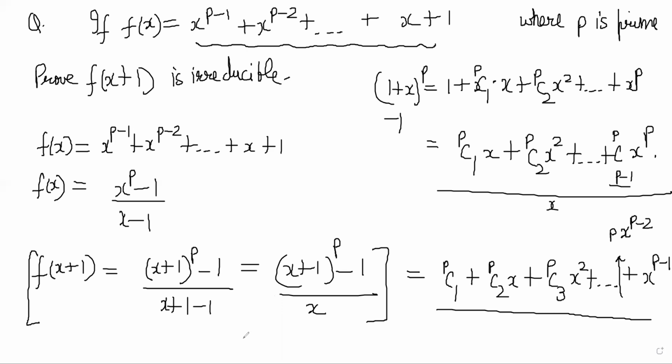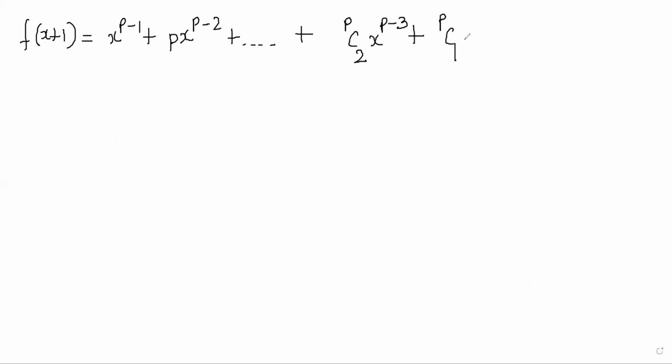Great. I'll just write it on the next screen to make it clearer. So f(x+1) is coming out to be x^(p-1) + p x^(p-2) and so on till pC2 x^(p-3) + pC1 x^(p-2). No, not p-2, this is wrong. This will be x^3.